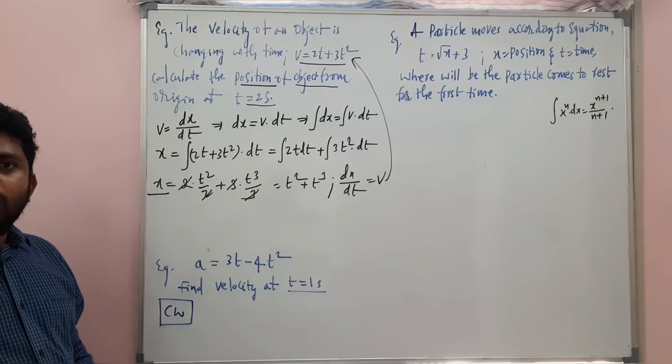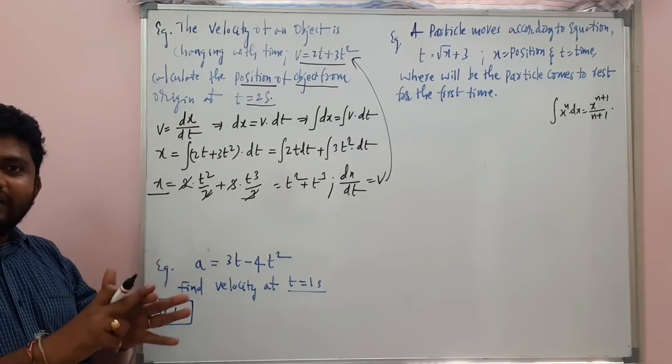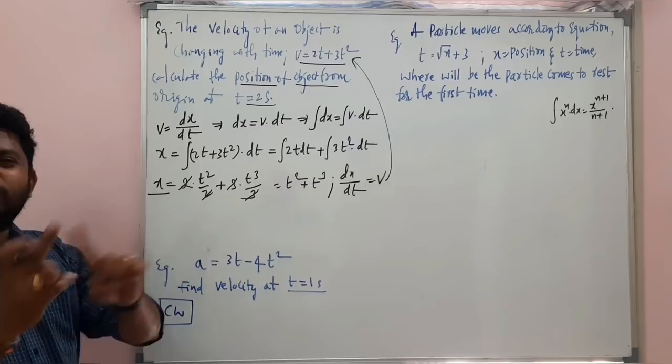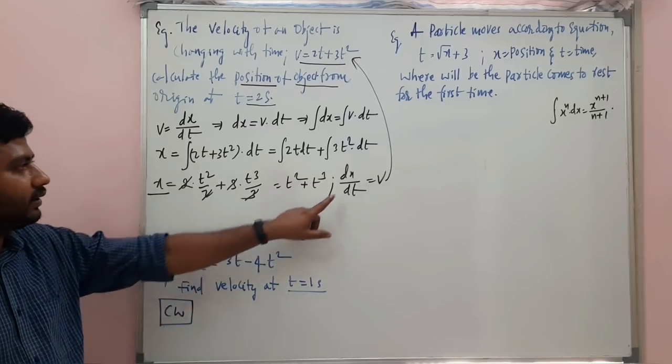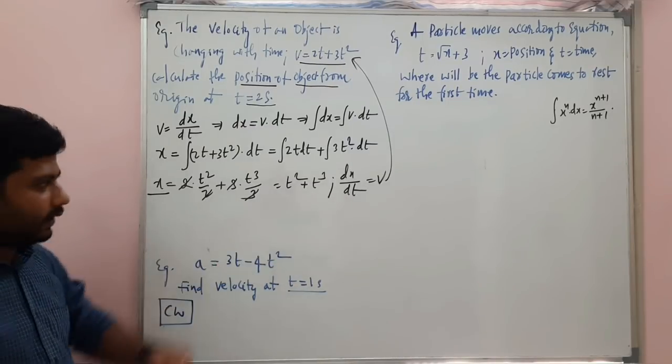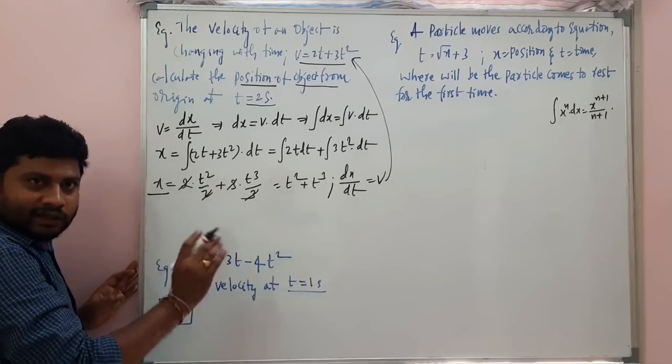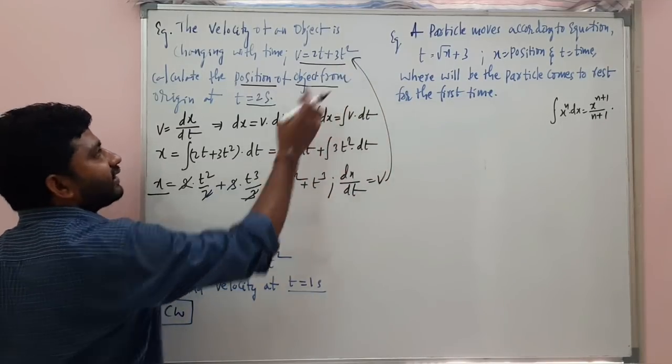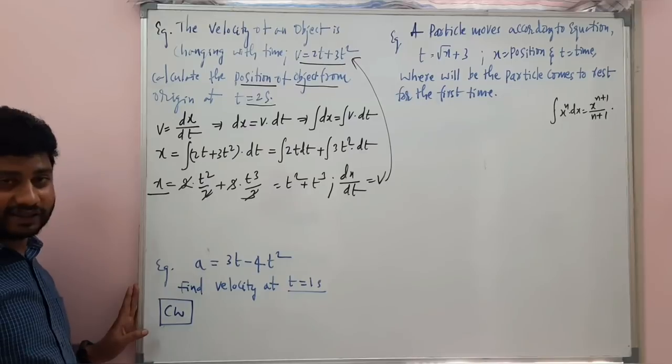That's called, integration and differentiation are the reverse processes. See here. Now, whatever the answer you got, x, differentiate that, you will get velocity once again. Then your answer is correct.